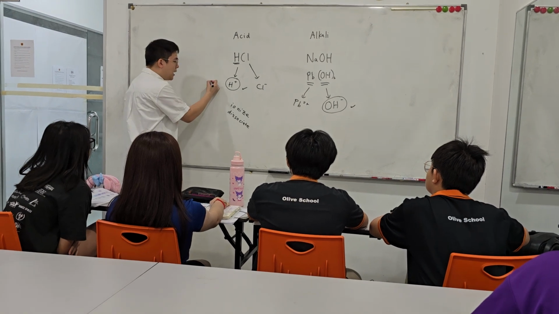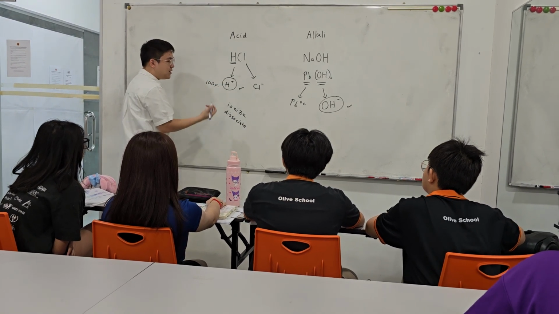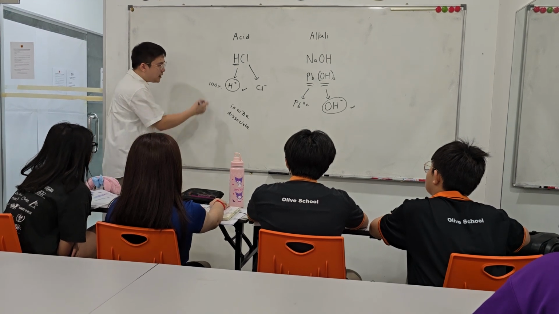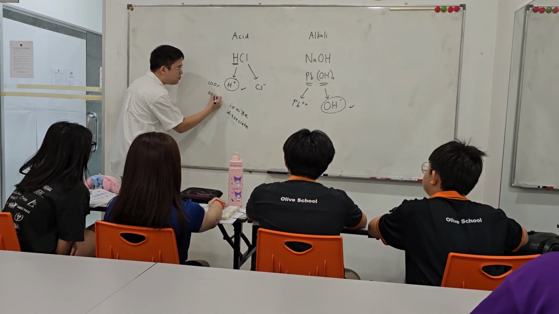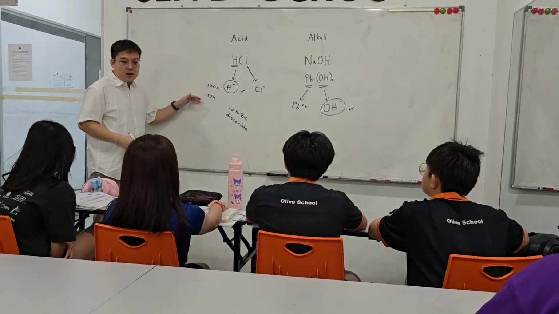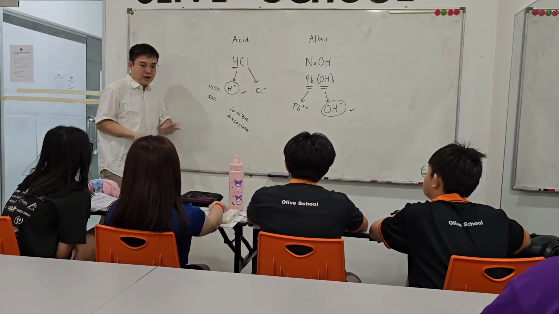Okay? So the more H plus they have, let's say you put two acids, one acid gives you 100% of H plus, then we say that one is a strong acid. And then there's some weaker acid, maybe they'll only give you 50% of the H plus. That means it's much lesser than 100, right? Then we say they are a weak acid.